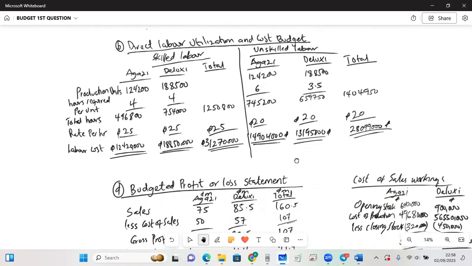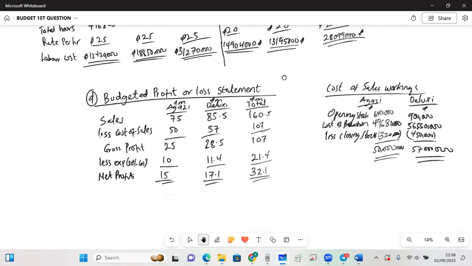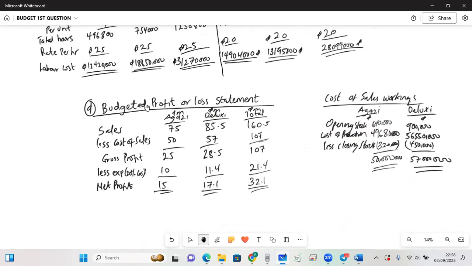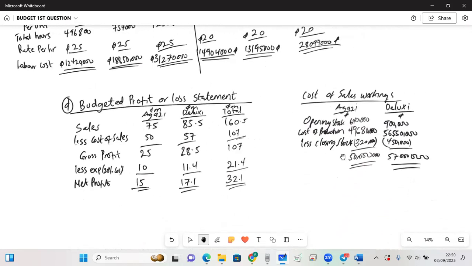Okay. Now, the next part of the question told us to prepare a budget profit or loss statement. The profit or loss statement is what we know as accounting students already. The sales minus the cost of sales, we get gross profit, we less expenses, and we get net profit. Now, I did this workings for the cost of sales. If you want to get a cost of sales, we know it is the opening stock, then we add purchases, right? But here, we are not buying, but we are producing. So we add a cost of production.